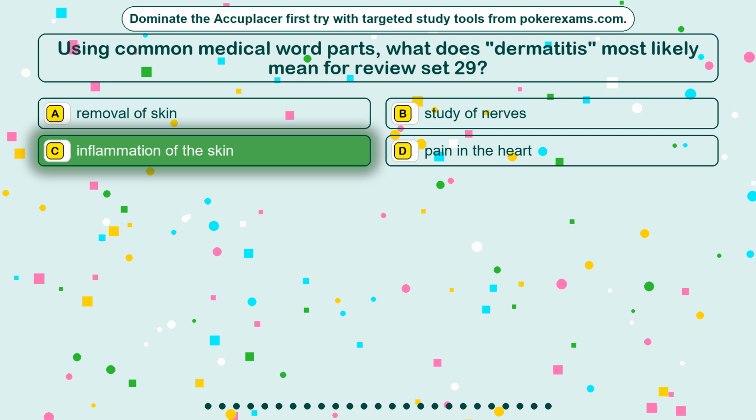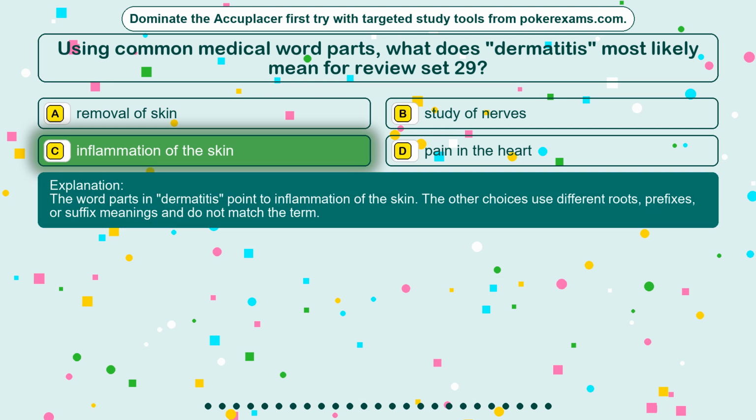The correct answer is option C, inflammation of the skin. The word parts in dermatitis point to inflammation of the skin. The other choices use different roots, prefixes, or suffix meanings and do not match the term.